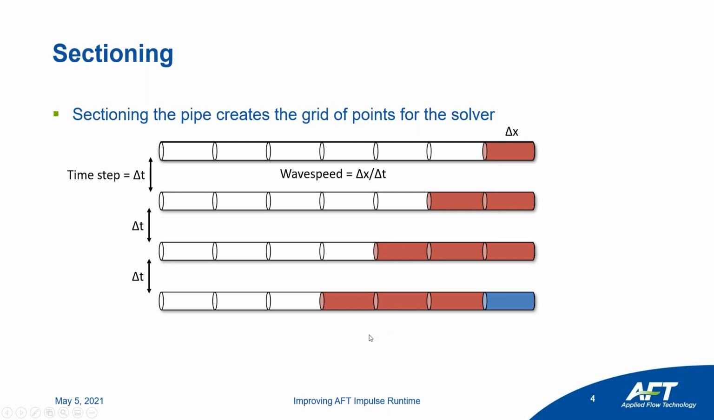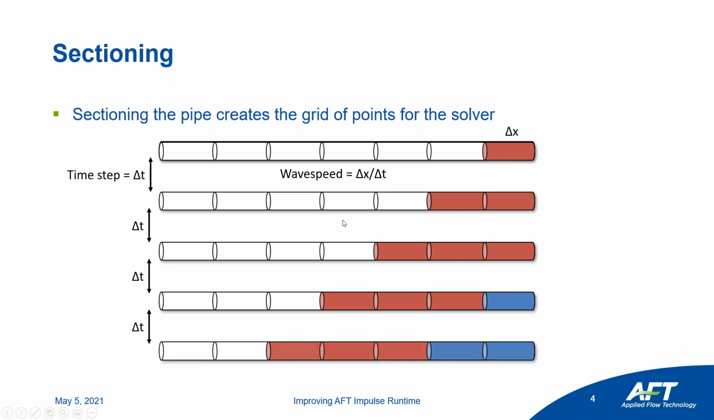Again, this is a pretty gross oversimplification of what Impulse is doing, especially when you consider things like frictional losses between sections or different components. But understanding that cutting it into sections is to create this grid, so that over time, we can create a signal and see how that signal is transmitting through the system.